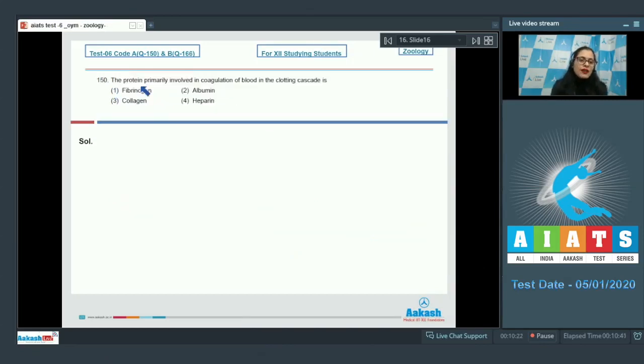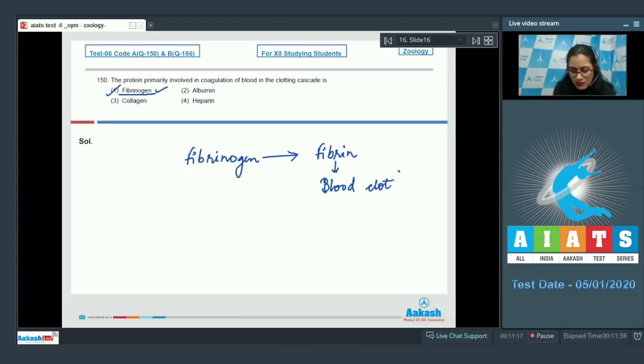Question number 150. The protein primarily involved in coagulation of blood in the clotting cascade is, and the options given are, fibrinogen, albumin, collagen and heparin. And the correct answer to this question is option number 1, fibrinogen. Plasma protein fibrinogen is a clotting factor which is converted into fibrin to form a blood clot. So the correct answer is option number 1.